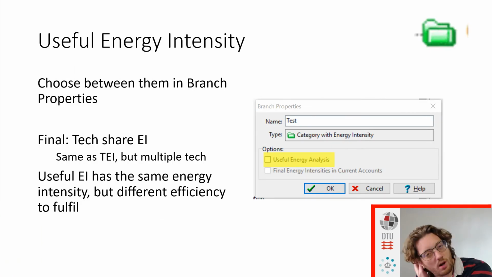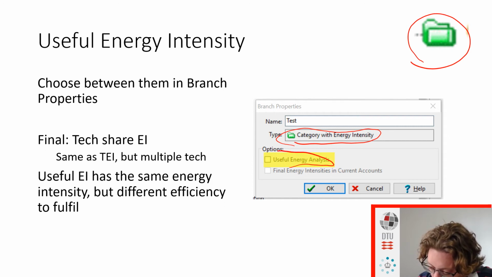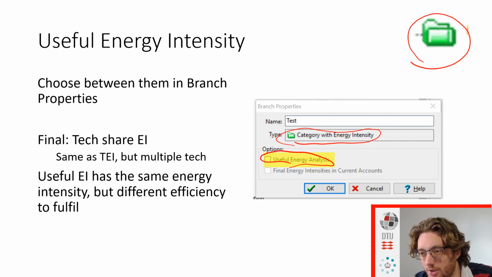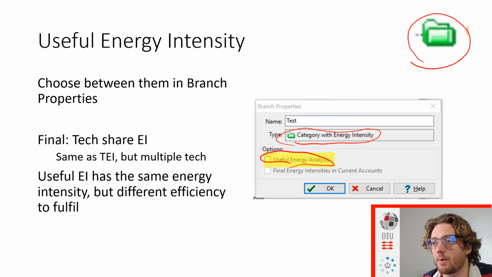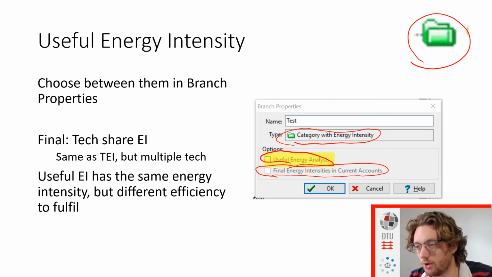Now, when you are making this green category by using the add button, you get to name it and you get to say this is the category with energy intensity. You can tick on this box marked in yellow with useful energy analysis. If you put that on, you'll then have individual efficiencies for your technologies. But otherwise than that, it will be more or less the same as the general final energy intensity analysis. You can also see that below this, you have final energy intensities in current accounts.